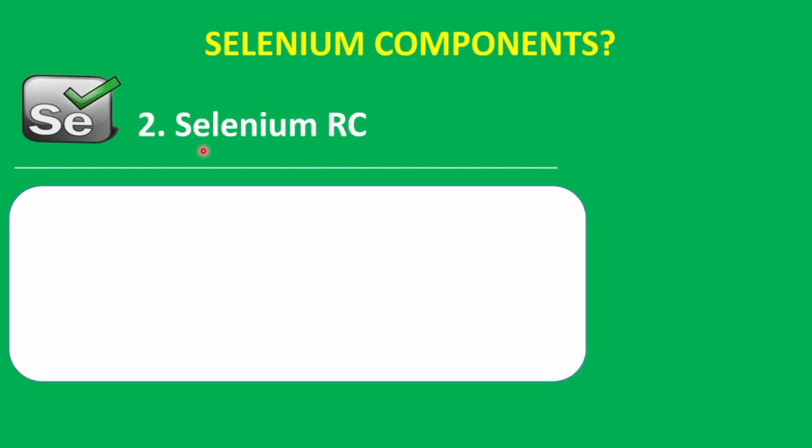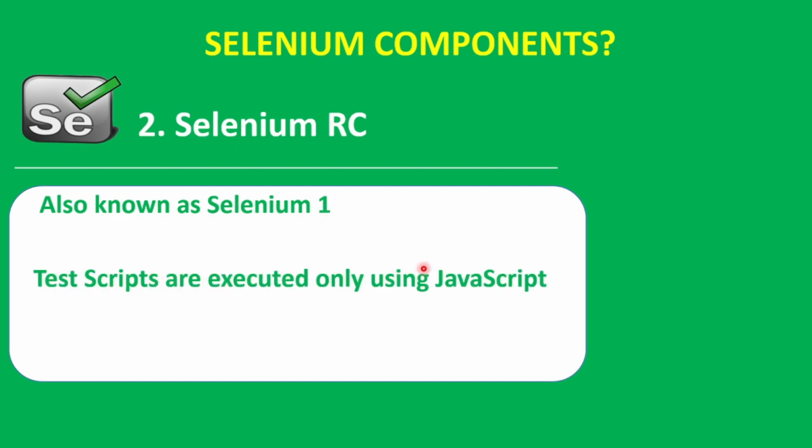The second component of Selenium is Selenium Remote Control. It is also known as Selenium 1. Here the test scripts are executed only using JavaScript. So you need to know the JavaScript language, and using JavaScript only you can write the test script. It is not used nowadays.